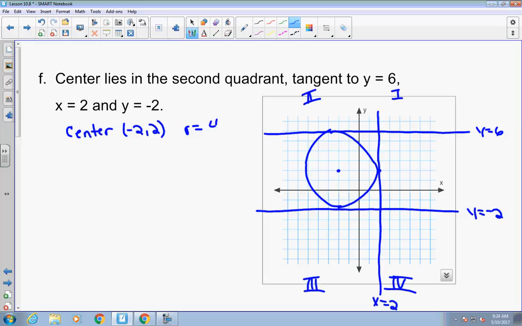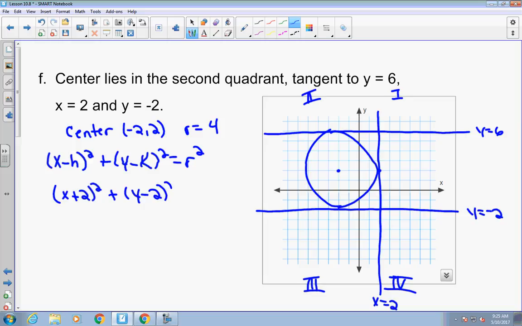4. All right, so I plug it into my formula, x minus h quantity squared plus y minus k quantity squared equals r squared. So what's the first one going to look like? It takes on the opposite sign, so x plus 2 quantity squared plus y minus 2 quantity squared equals 16. Good.